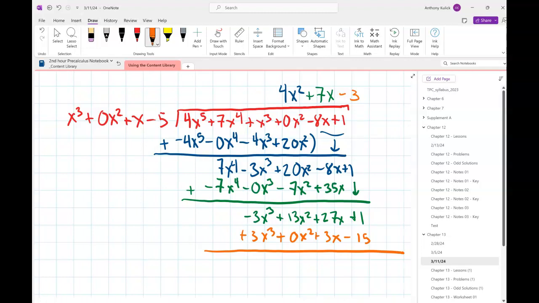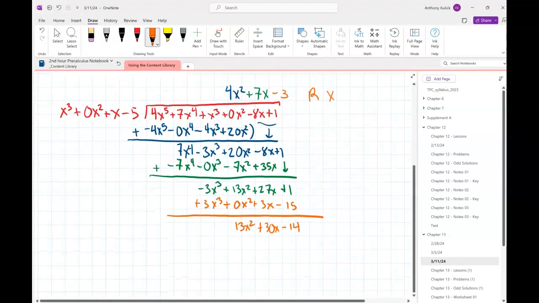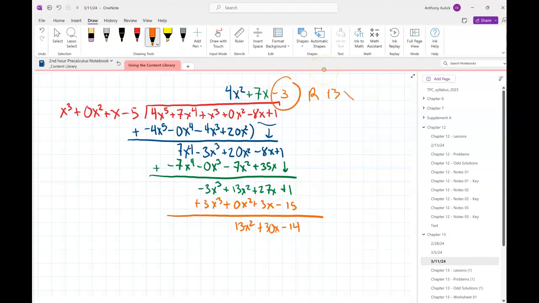Negative 3x cubed plus 3x cubed is 0. 13x squared plus 0x squared is 13x squared. 27x plus 3x is 30x. And then 1 plus negative 15 is negative 14. And I know that all this stuff at the end is my remainder. And I know that because I got to the linear term right here. Right?